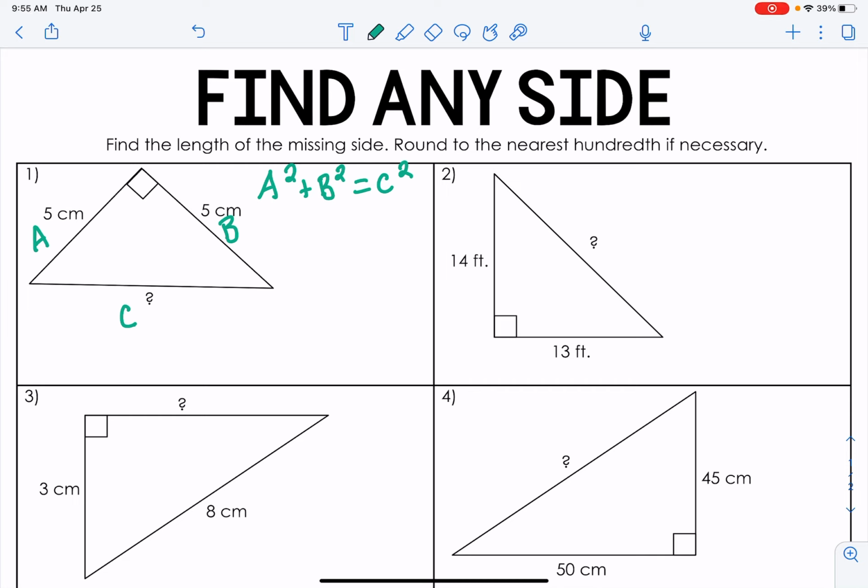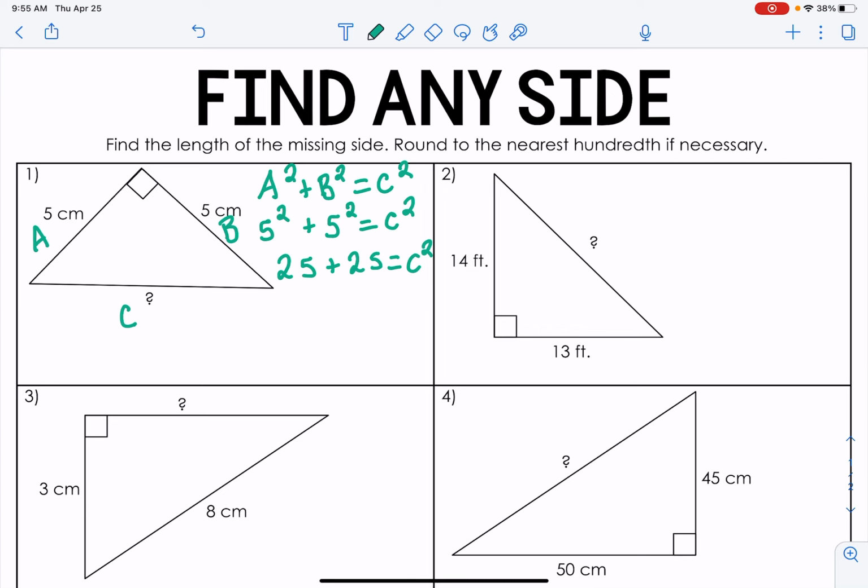Okay, so for the value of A, we have 5 squared. For the value of B, we have 5 squared, and we don't know the value of C. Our next step is to simplify by performing the exponents. So 5 squared is the same as 5 times 5. 5 times 5 is 25. We have another 5 squared, which is 25. And that equals our c squared.